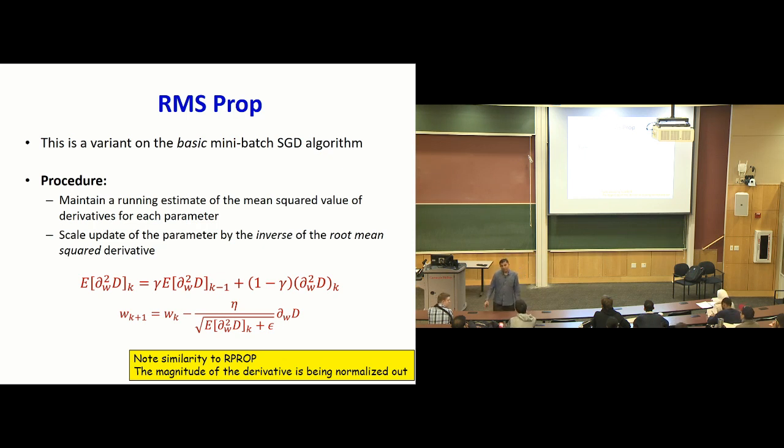If I always have the same derivative over a long period of time, then the RMS value and the actual derivative value will end up having the same value. When I take the ratio, the magnitudes will get cancelled out. Only the sign will remain. That looks like RProp, right? That's why they call it RMSprop.